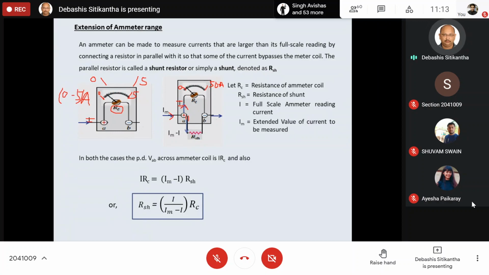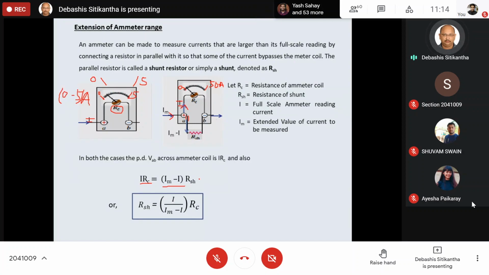So it is the same I, but whatever extra current we have applied, in this case I was equal to 5, but now I have extended the range to 50 ampere. So naturally 45 ampere more current I am going to measure. In this case, the rest of the current, that is 45 ampere, is going to pass through this shunt resistance. As you can see directly, these two are in parallel with each other. Therefore, the potential drop is also going to remain the same. So in other words, I can say your I_g R_c must be equal to I_m minus I_g times R_sh.